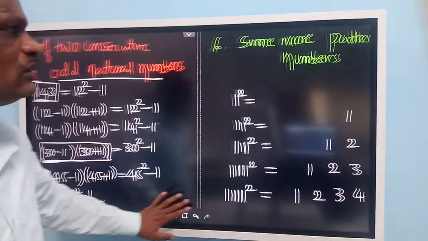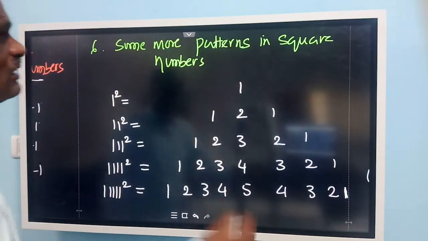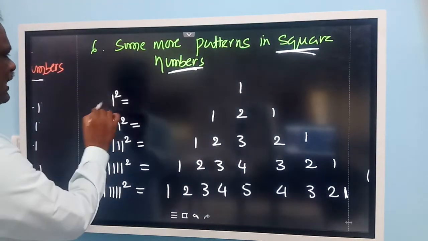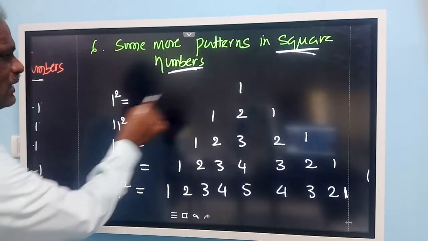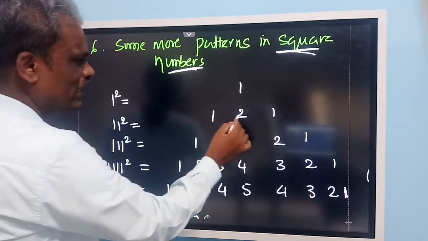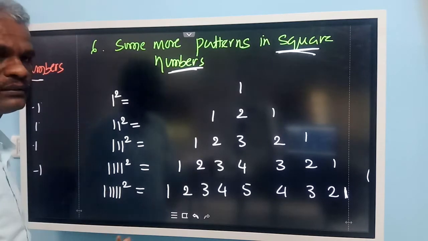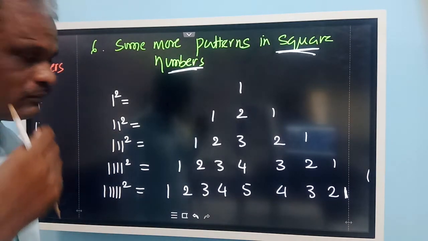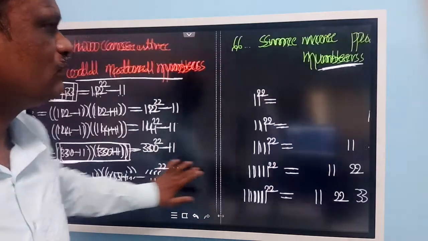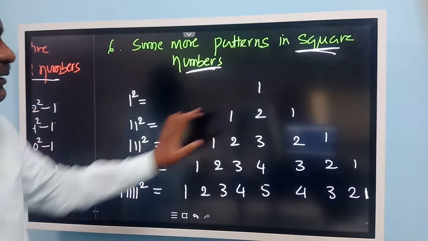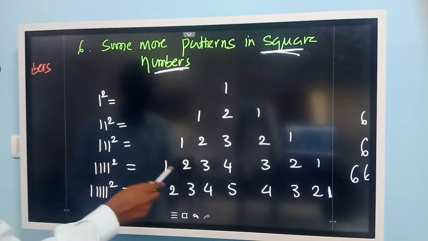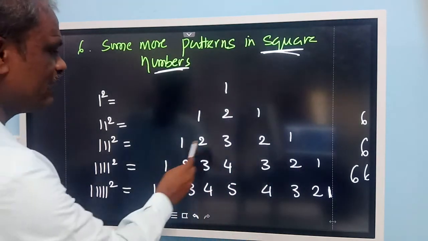Now let us go to some more patterns related to square numbers. Here 1 square is a square number. 11 square, expand 11 square, you get 121. Now look at this property of square numbers. These are all square numbers. 1 square is 1. 11 square means 121. 111 square is 12,321. You can write 1 2 3 2 1.